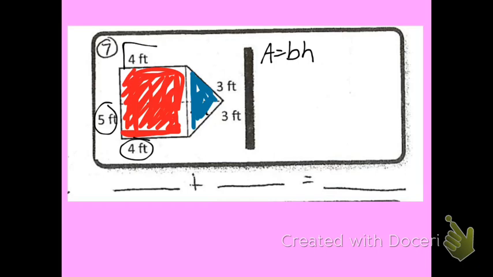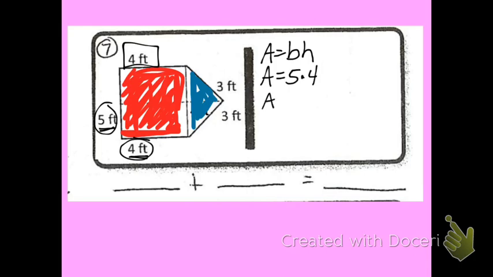Do not be confused because there is an extra 4 right there. Some of y'all got confused on the last worksheet because they threw in extra numbers that you didn't need. But we don't need that 4 because it's just the same distance as this. We only need one base and one height. Okay? So 5 and 4.